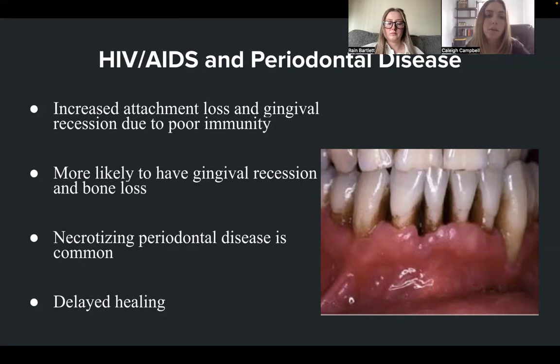And then also they're more likely to get necrotizing periodontal disease and also delayed healing. If they do form those ulcers or if they have any dental treatment or periodontal treatment done, it can take longer for them to heal afterwards as well.